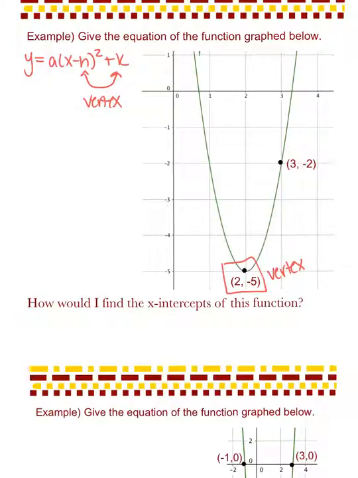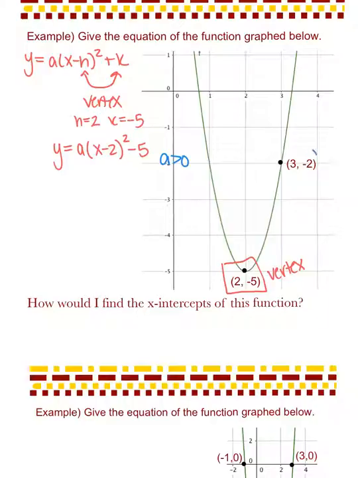So if the x-coordinate of the vertex is 2, then I know my h is going to be equal to 2. And if the y-coordinate of my vertex is -5, I know the k is equal to -5. So when I plug this in, I get y equals a times (x minus 2) squared minus 5. Now the question is, what is the a value? Well, I do know that the a value has to be positive, it's greater than 0, because the parabola opens up, but I need to know specifically what it is.